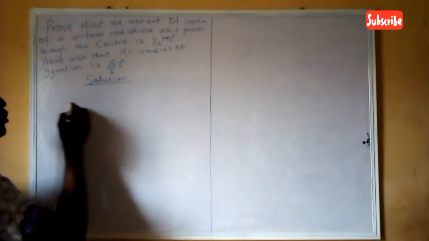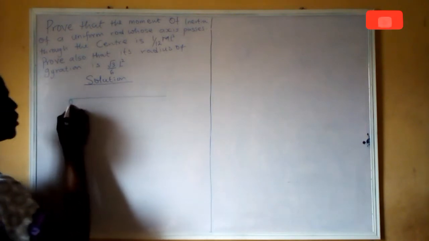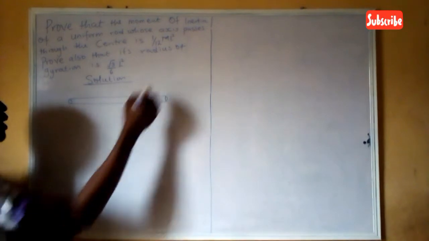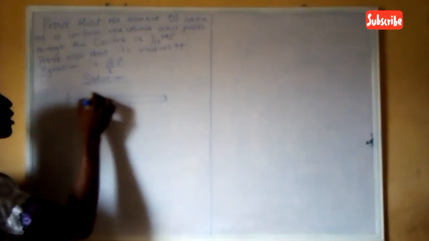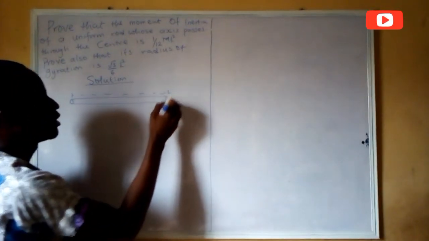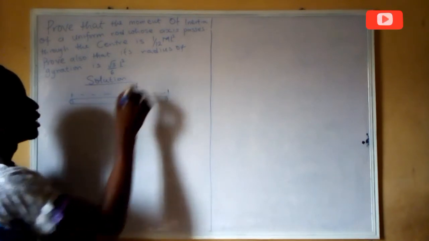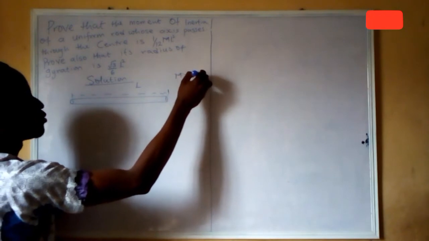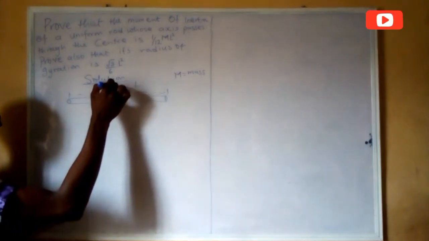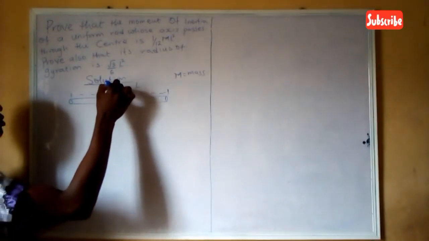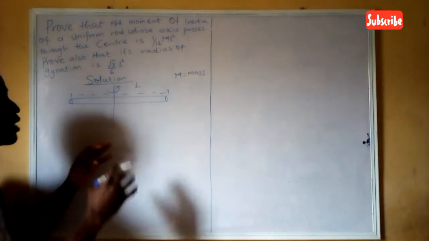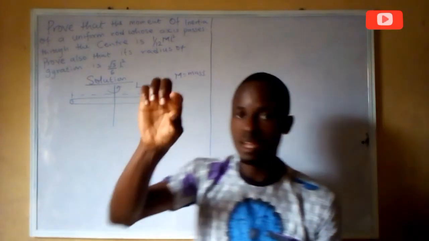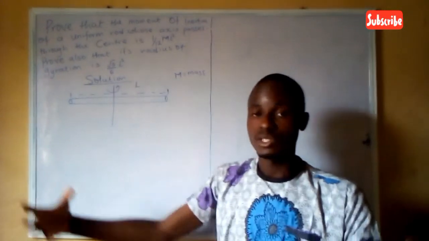So if I have a uniform rod of length L, then of mass M. Don't forget the uniform rod has the mass M. And it was told that the axis of rotation passes through the center. So anyway, in moment of inertia we consider the moment of inertia of every particle in the object, then sum all together.